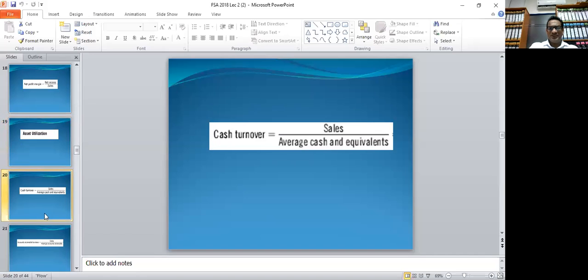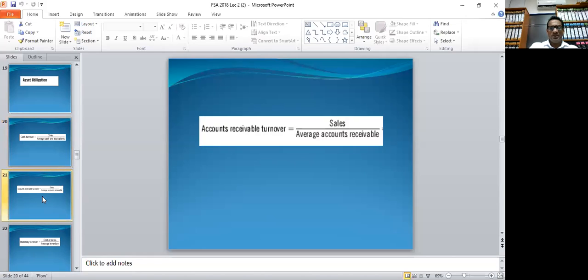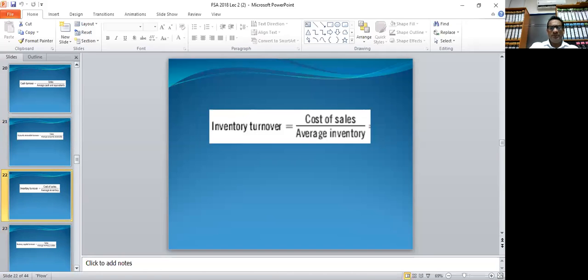Then we come to asset utilization, basically the utilization of assets. In other words, when you are utilizing the assets, how much revenue we can generate. So basically, cash turnover, sales divided by average cash or cash equivalents. The accounts receivable turnover, sales divided by average accounts receivable. Inventory turnover, the numerator would be not turnover but cost of sales, so cost of sales divided by average inventory.